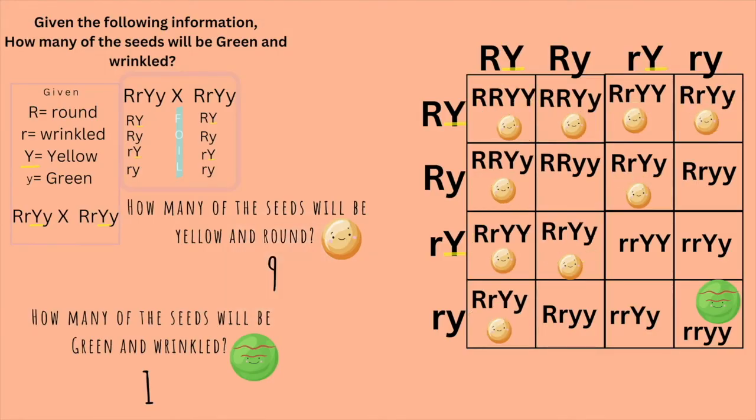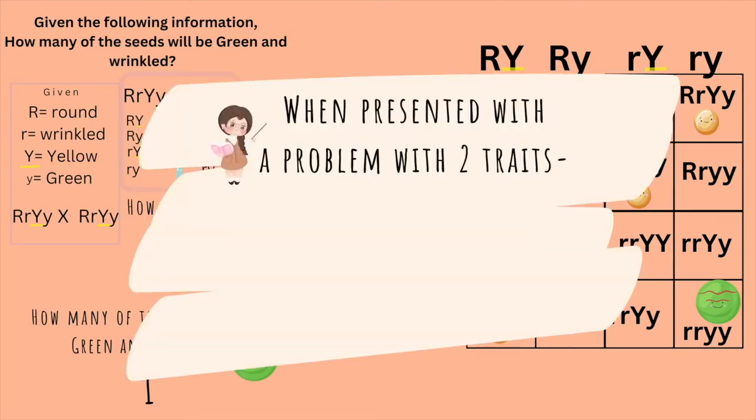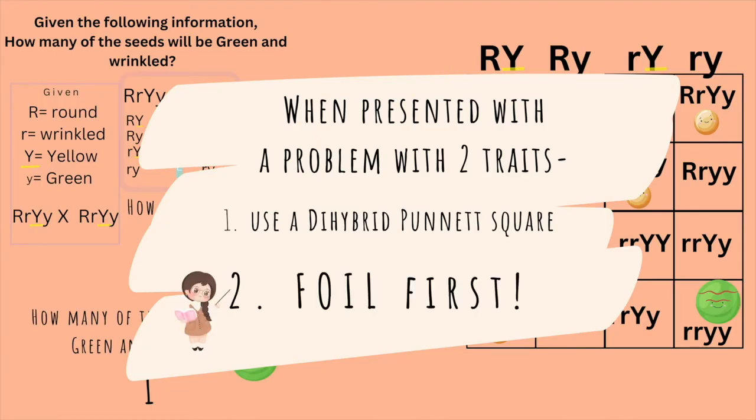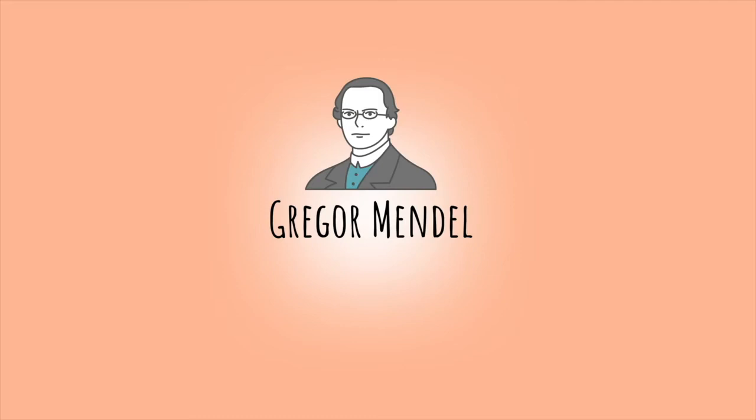Okay, so just remember when you are presented with a question involving two traits, you need to use a dihybrid square with 16 boxes, and remember to FOIL first. Okay, so we're done with the fun stuff. We know how to fill in a Punnett square and all. There are a few facts you need to know as well as exceptions you need to know. So let's go ahead and review those really quick.